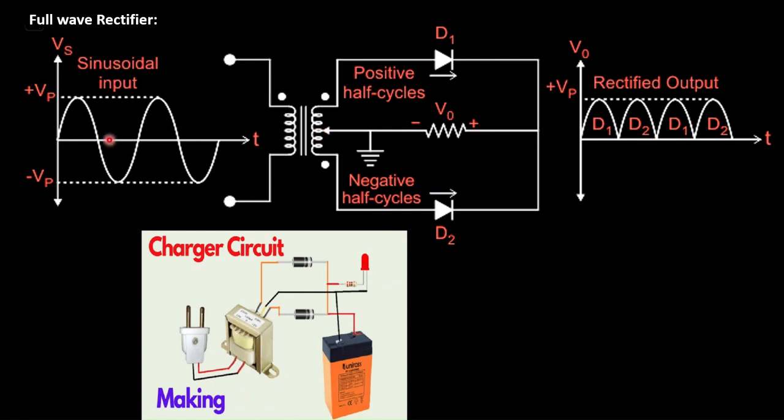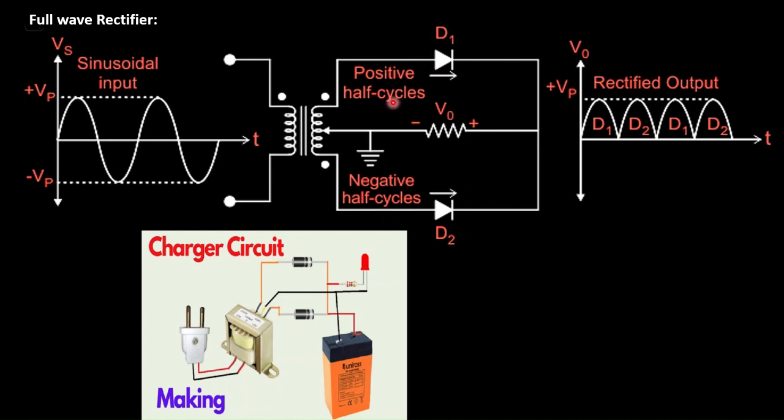Now let us see the negative half cycle. For a negative half cycle, this will become negative and this will become positive. Then D2 will be in forward bias, so D2 will conduct the current, and the current will be flowing in this direction. What happens to D1? D1 will be reverse biased. Since it is negative, there is no current through D1.